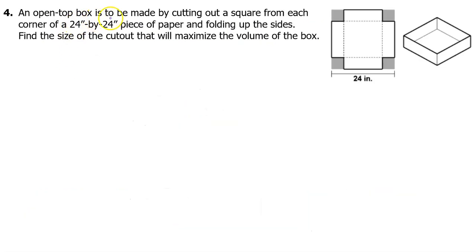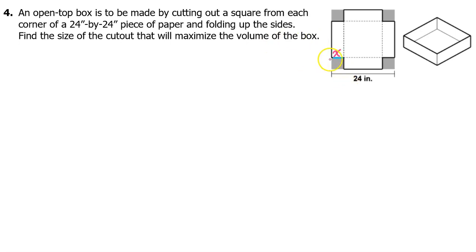An open-top box is made by cutting out a square from each corner of a 24-inch by 24-inch piece of paper and folding up the sides. Find the size of the cutout that will maximize the volume of the box.